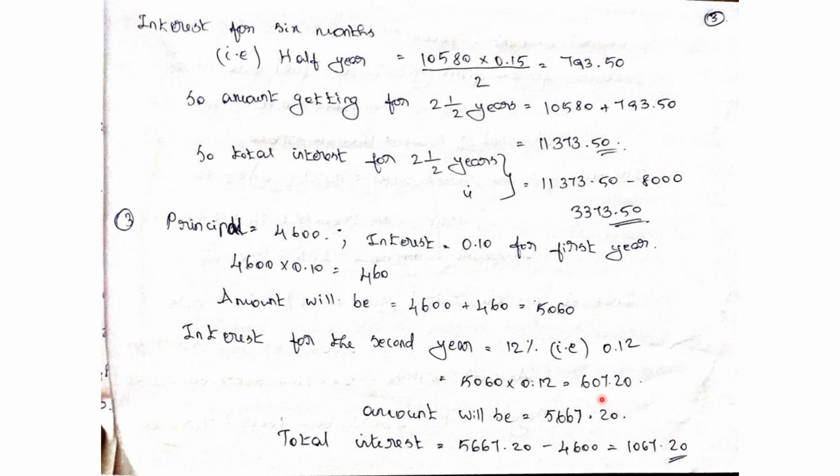Sorry, 607.20, 607.20 paise. So the amount will be, we should add this 607.20 to 5060. So the amount will be 5667.20. Total interest as usual, we should take this amount and minus the initial principal amount, we'll get the interest. Okay.